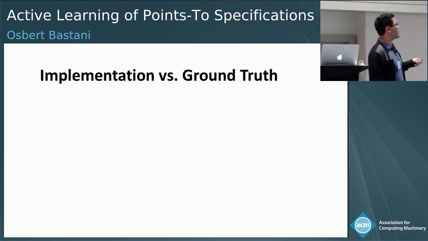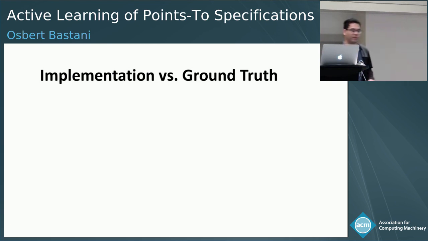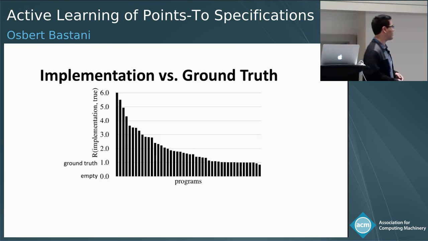And in the second part, we compared analyzing the implementation to analyzing the ground truth. Basically what this is trying to measure is how much worse analyzing the implementation does compared to having all of the ground truth specifications. So it basically measures the value of specifications.